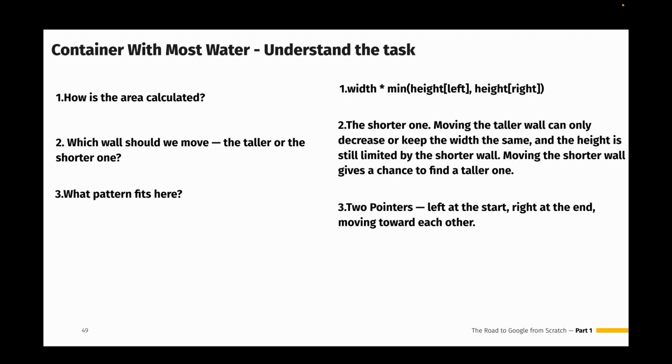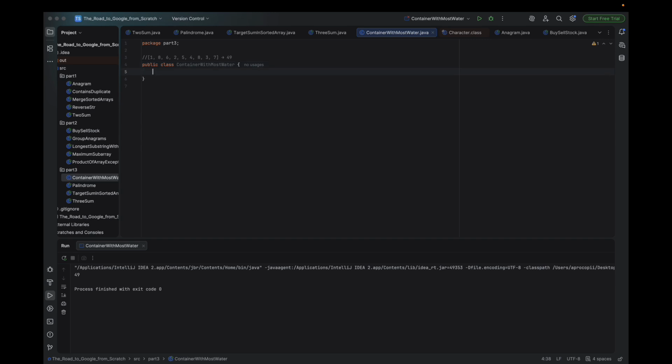And what pattern fits here? In my opinion, a good pattern here is two pointers, because we can use a left pointer, which will begin at the start of our array, and a right pointer, which will be at the end of our array. And moving toward each other, we can find the solution for that task. So now let's move forward and check potential solutions.